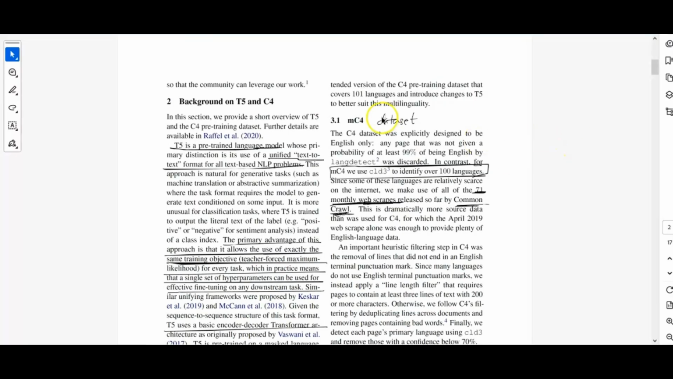So now let's take a look at this mC4 dataset. This is the dataset that is used to pre-train this mT5 model. This dataset is basically scraped from the web, and they use CLD3 to detect the language in the text. After they do all of that filtering, we get a dataset that contains 101 languages, and this is the dataset that is used to pre-train this mT5 model.